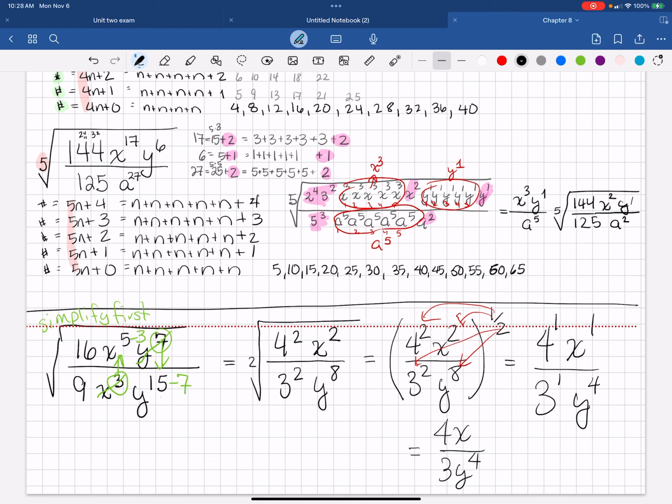If you didn't want to go the power way, we could have made this square root of 4 times 4, x times x, 3 times 3, y to the 4th times y to the 4th, because this is 4 plus 4. And then we could do the whole pull out a 4, pull out an x, pull out a 3, and pull out a y to the 4th.